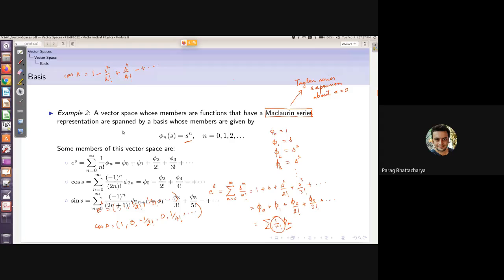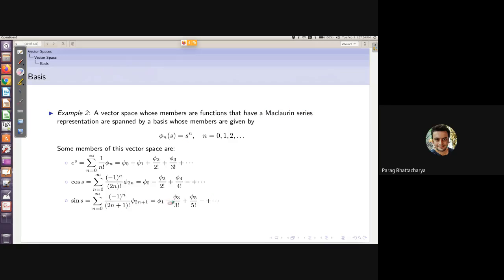Lastly, sine. Sine will be the other way around, right? It will be odd functions. Sine contains only the odd functions. So you can see here, this one is your phi 1, that is s, minus s cube by 3 factorial plus s to the power 5 by 5 factorial. So s cube, s to the power 5, these are from this basis here.